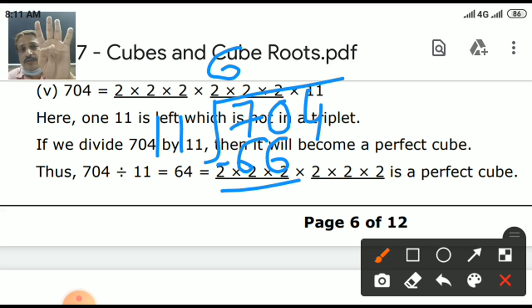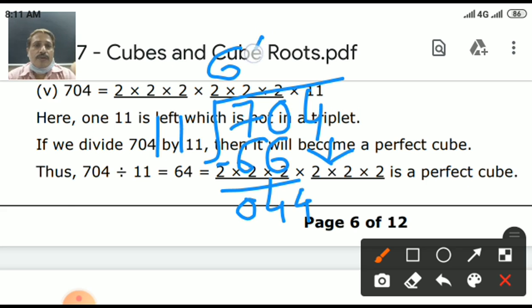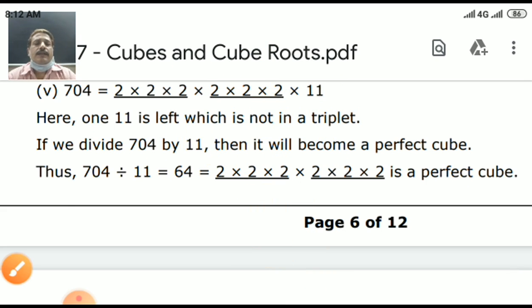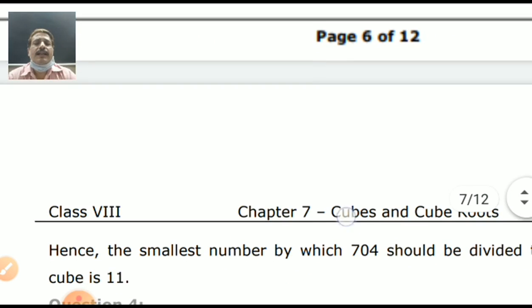How many numbers are there, student? 4. So the answer of this subtraction is 04. Bring down this 4 down here. Yes, my dear student, this 4 has to come down. So now 11 4s are 44. And 44 minus 44 is 0. So here you will get it: 704 divided by 11 is equal to 64, and 64 is a perfect cube. Yes, very nice.